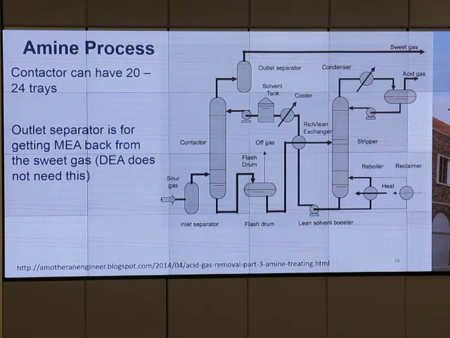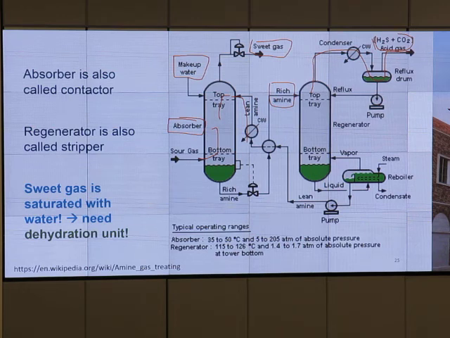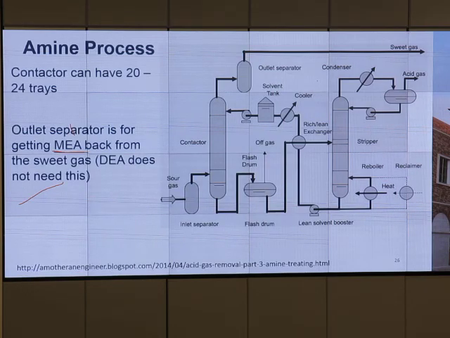Okay, the outlet separator is getting MEA back from the sweet gas. So if we use MEA, we may need a separator at the outlet. If we use DEA, we don't need a separator. I don't test you on this, but I want to show you that there are different configurations. Sometimes you don't have a separator on the top. Sometimes sweet gas can carry amine with it, so we have to separate the amine out from the top too. Okay? Sometimes we have that.